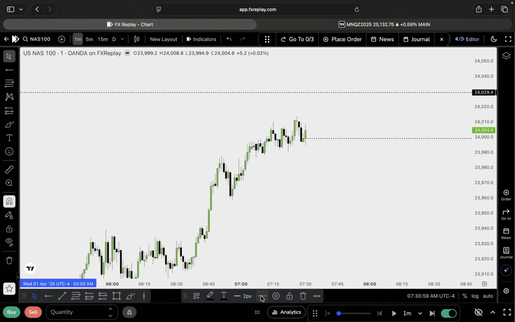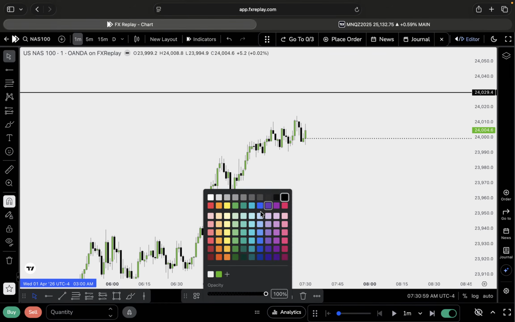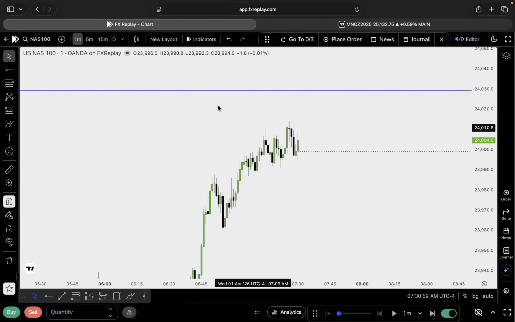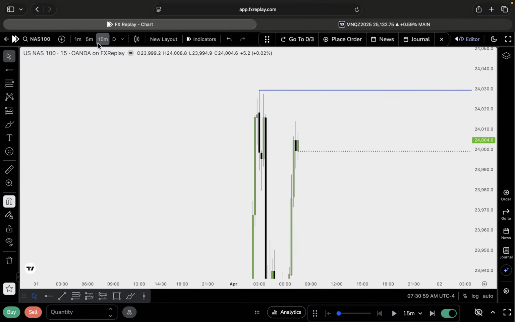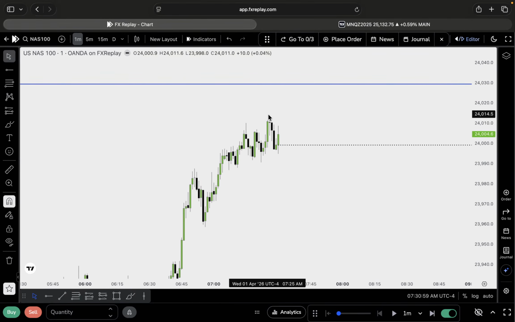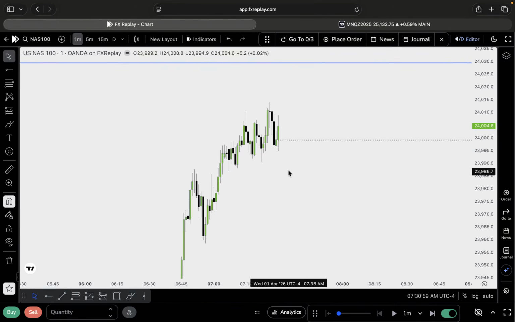Let me change this. Let's make this color. Now we go back up to here real quick, because we could just come to this high as well and then decide to want to push down.